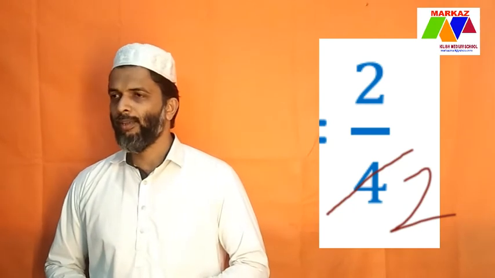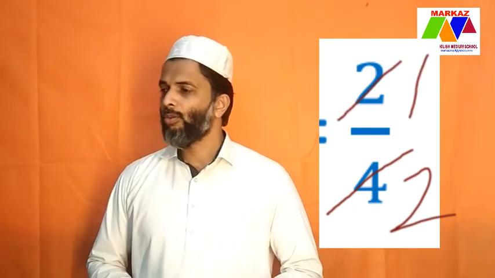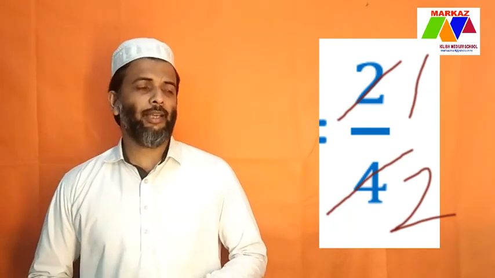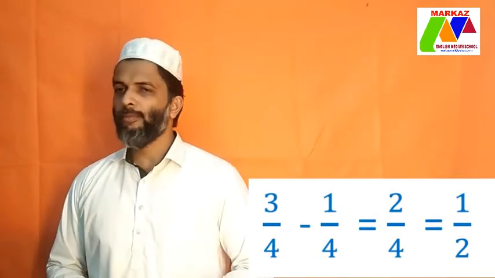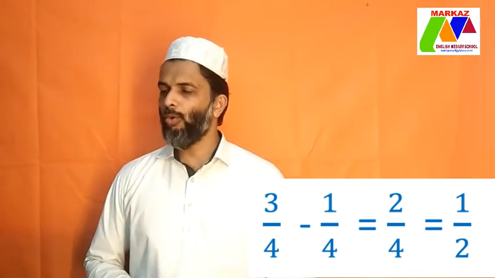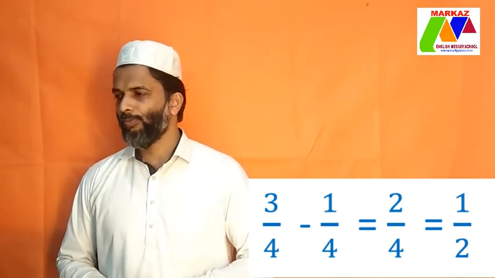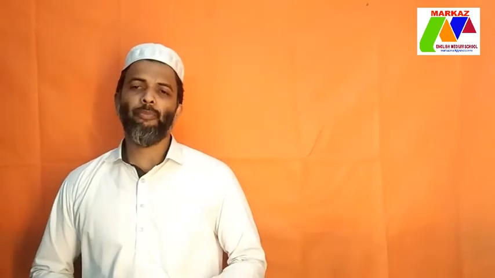denominator side. Then how many 2's in 2? 1. So write 1 as a numerator instead of 2. Our final answer: 3 by 4 minus 1 by 4 is equal to 2 by 4 is equal to 1 by 2. Okay. Let us find some subtraction problems.